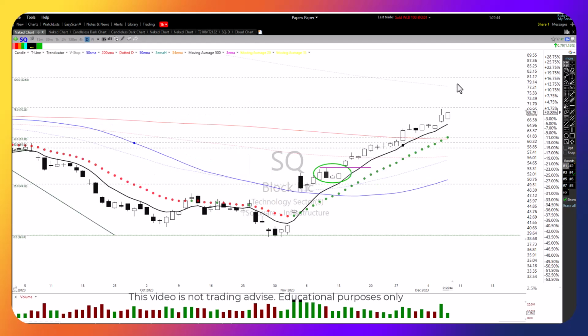I have no idea what SQ is looking like. SQ right here is a 3-8 trap right through here. Just like that. There's a 3-8 trap right in there. There's a 3-8 trap right in there.